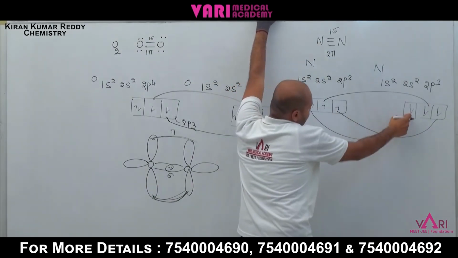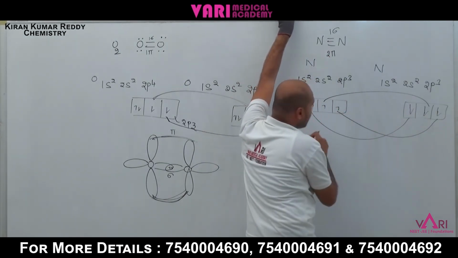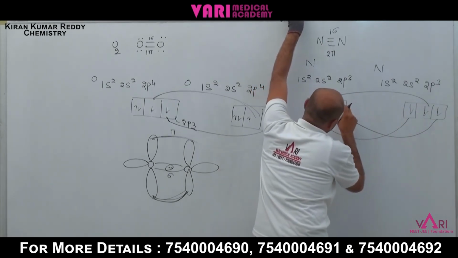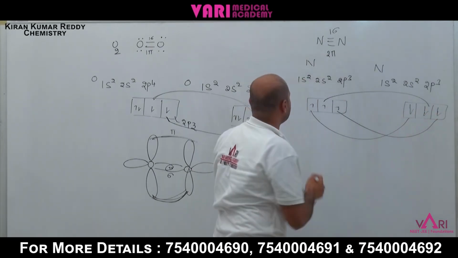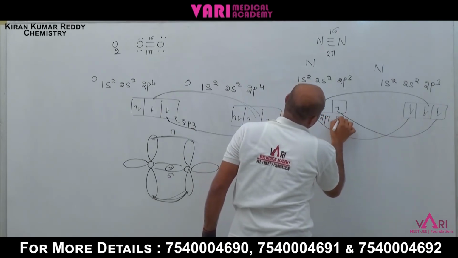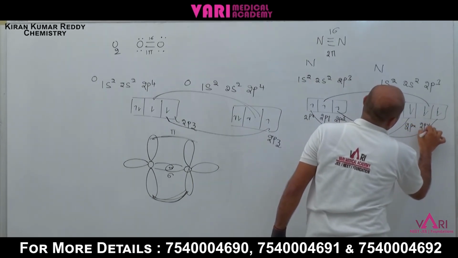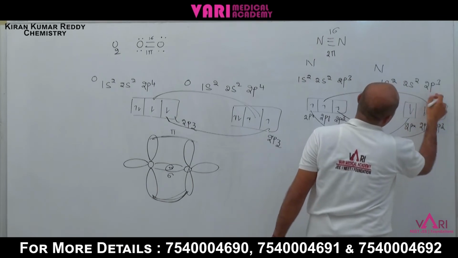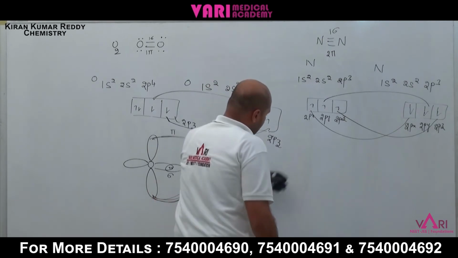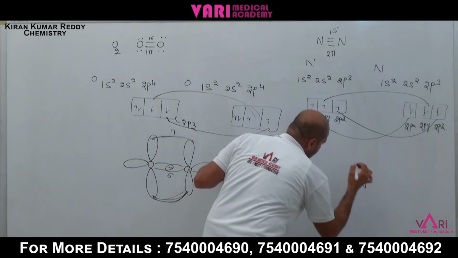Now px and px overlap to form a pi bond, and py and py overlap to form another pi bond, and pz and pz, 2pz. This is 2px, this is 2py, this is 2pz. Here also 2px, 2py and 2pz. Now we can write the orbital orientation. Here I am taking one nitrogen. Here also taking one nitrogen.